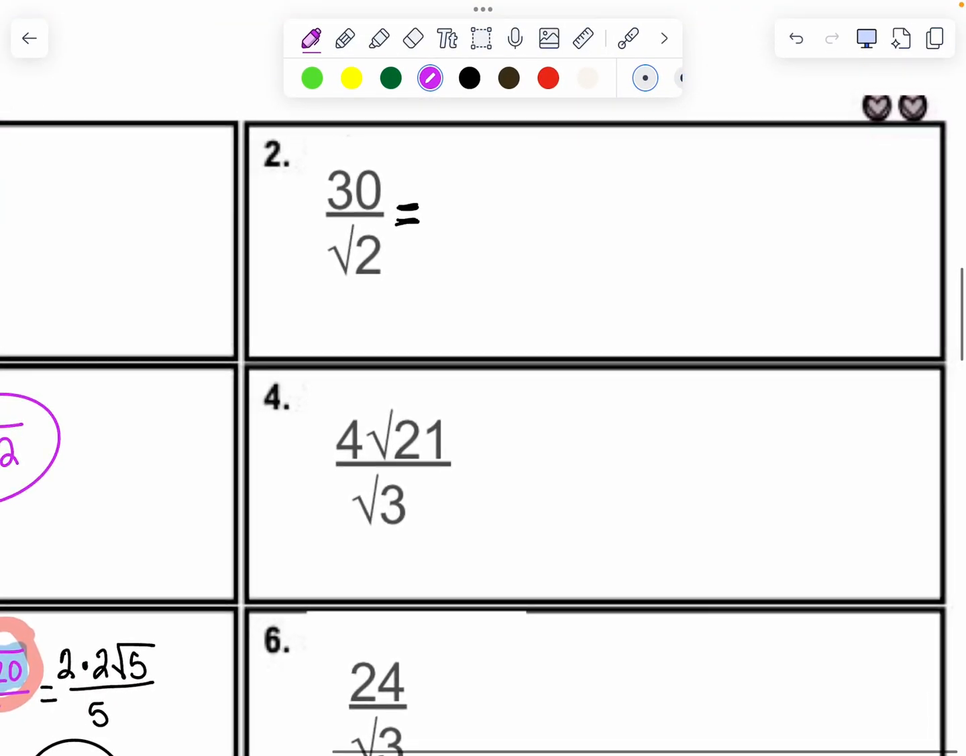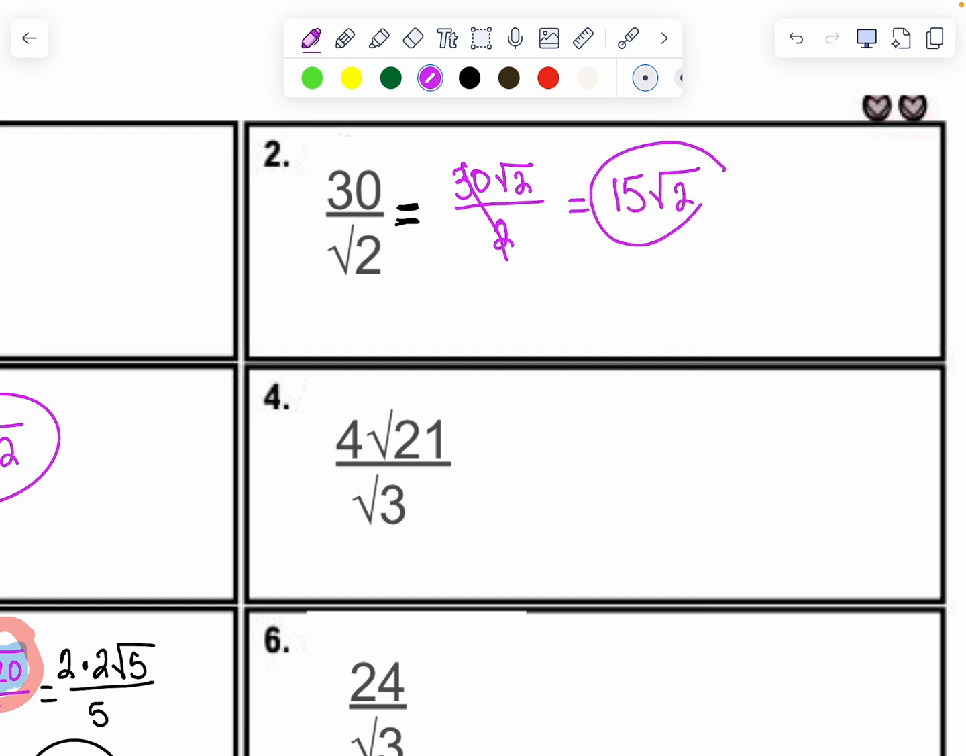All right, a few more examples. For number 2, I'm going to pull that caret, so I have 30 square roots of 2, and then drop the root. Reducing, 30 divided by 2 is going to be 15 square roots of 2.